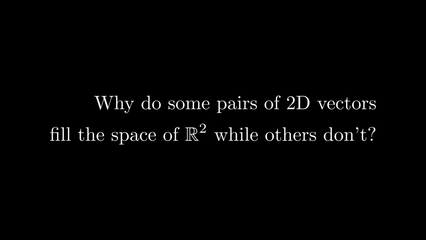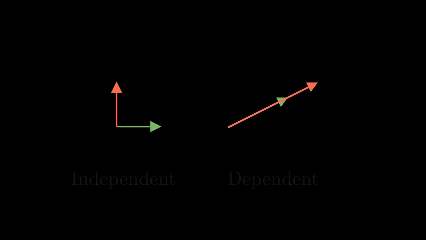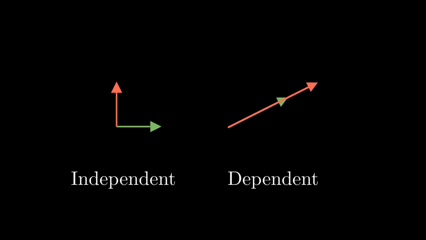We ended the previous video with this question: why do some 2D vectors fill R2 while others don't? The answer lies in the concept of vectors being linearly independent and dependent. Dependent vectors in R2 just overlap like this, and their combinations form a line.